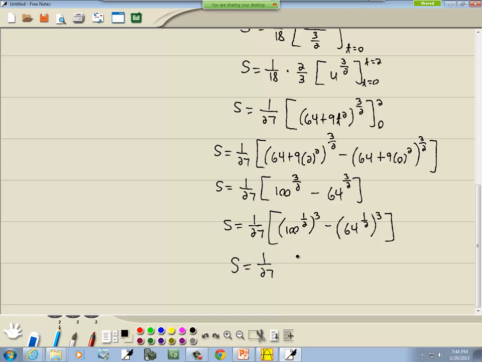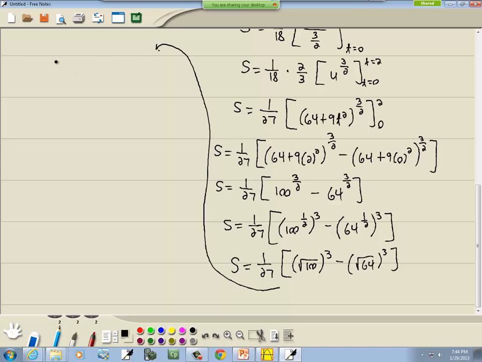So I've got 1 over 27. And anything to the 1/2 power is a square root, so that becomes the square root of 100 to the 3rd power minus the square root of 64 to the 3rd power. And let me continue up here, I'm running out of space. So we've got s is equal to 1 over 27. The square root of 100 is 10, so we've got 10 to the 3rd minus the square root of 64, which is 8, so 8 to the 3rd.